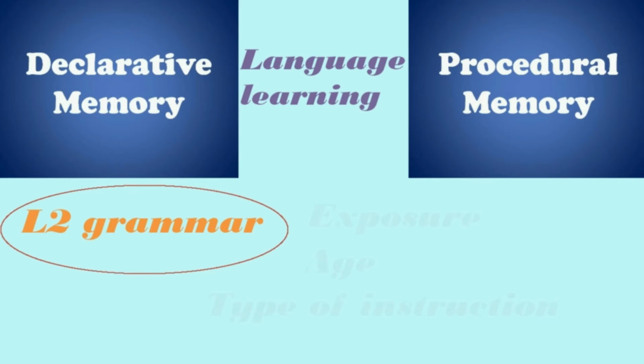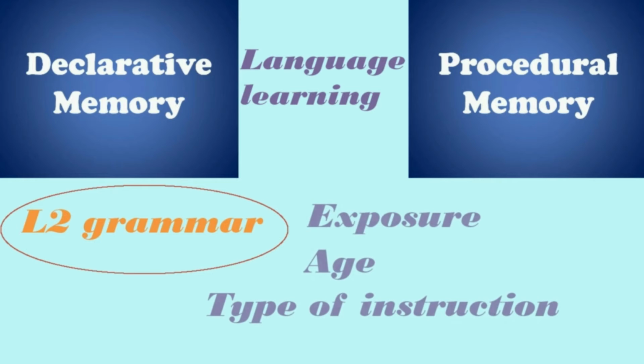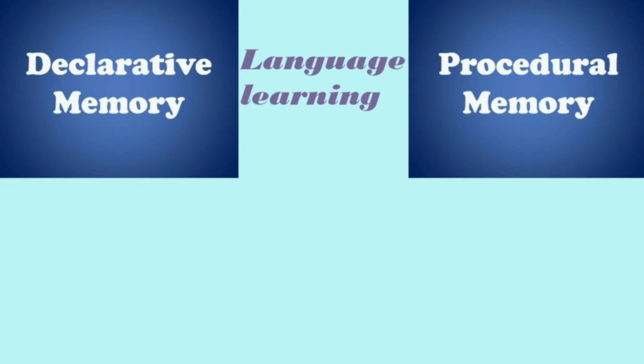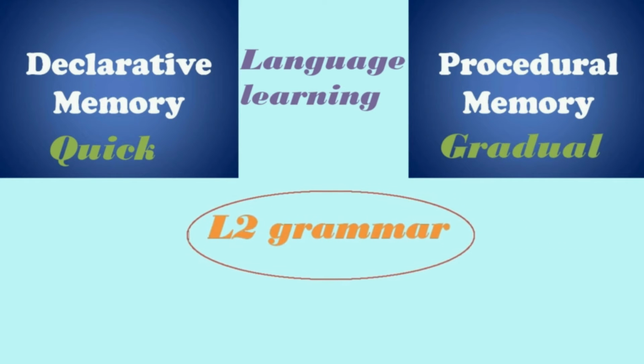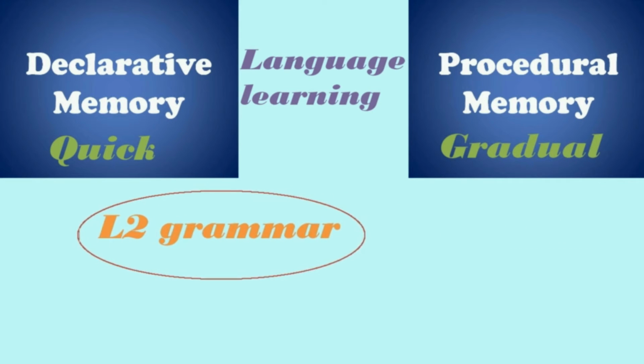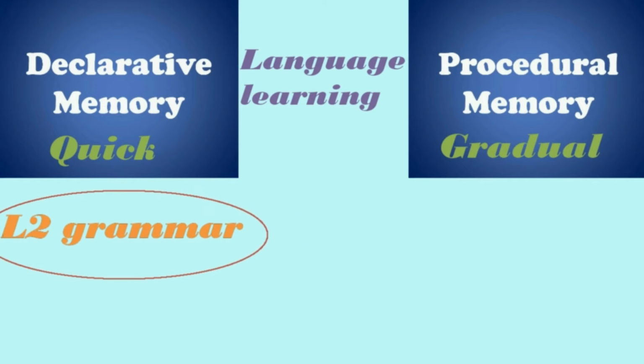Why? Simply because we have started to learn the language later, so we will always have less language exposure than Language 1 learners. While declarative memory learns more quickly and procedural memory more gradually, at any given age, our grammar should be less proceduralized and should thus depend more on declarative memory than Language 1 grammar.